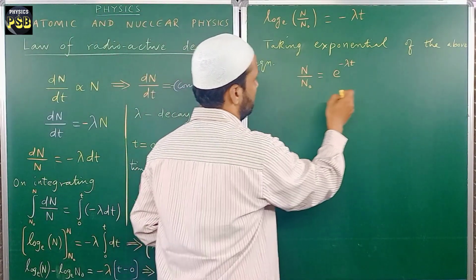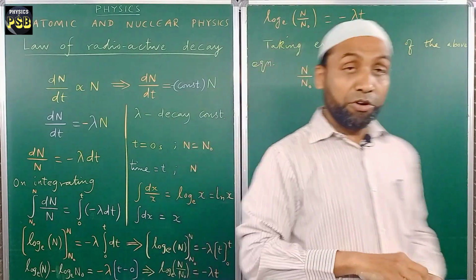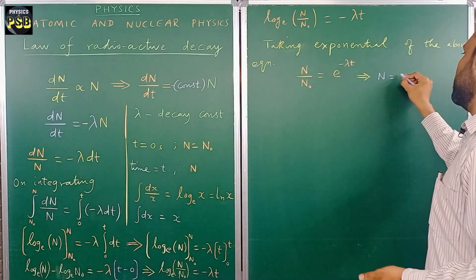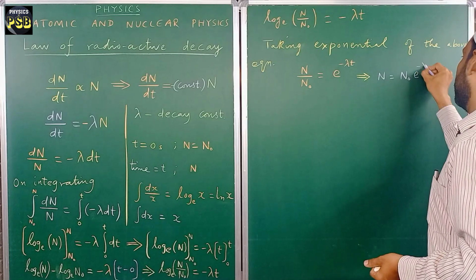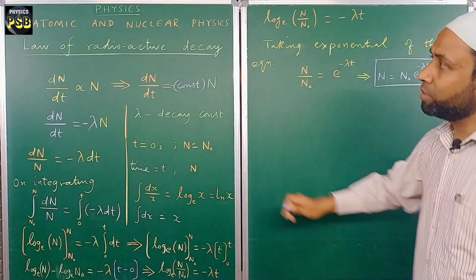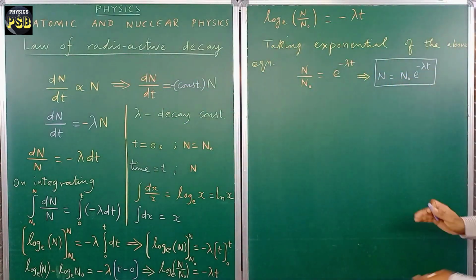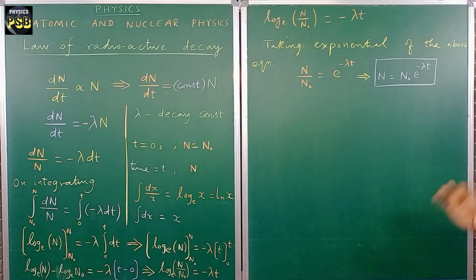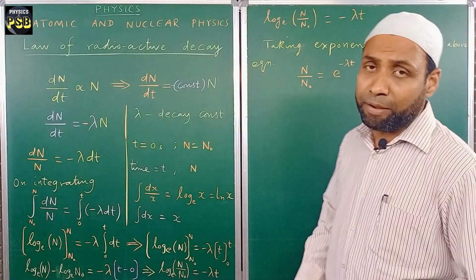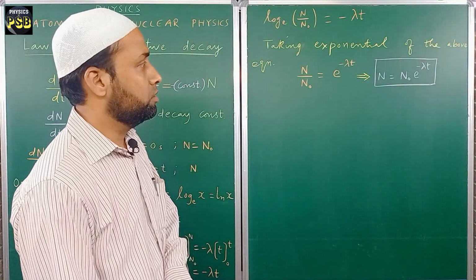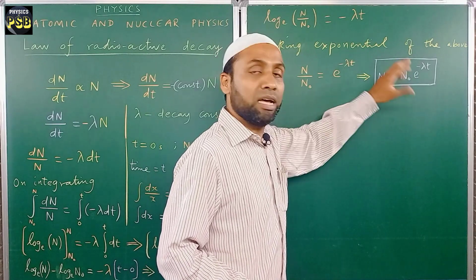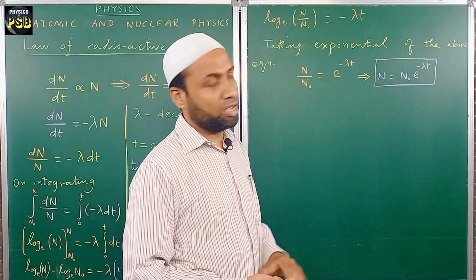The next, this can be rearranged and written as n equals, here n naught is taken to the other side, so it will multiply: n naught e power minus lambda t. This is the final expression and it gives us the law of radioactive decay. So what do we understand from this equation? Here this equation clearly shows that the number of undecayed nuclei depends on the number of nuclei present at the beginning. Okay, this is what we understand here.